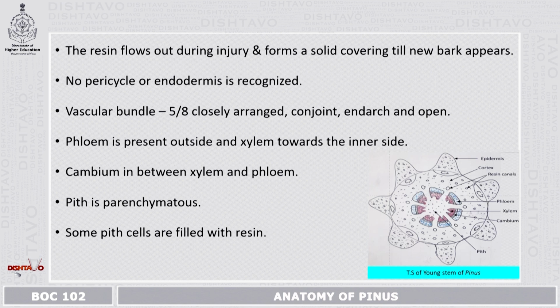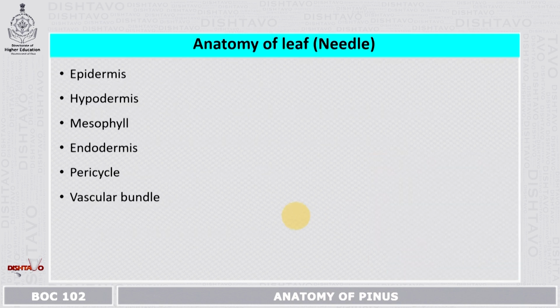Conjoint and collateral is wherein the xylem and the phloem tissues are lying in the same radius. The pith is parenchymatous. The centralmost portion, the pith, is parenchymatous, and sometimes these pith cells are filled with resin. Whatever resin canals you can see here in the cortex, these resin canals may also be present within the centralmost portion, that is the pith region.